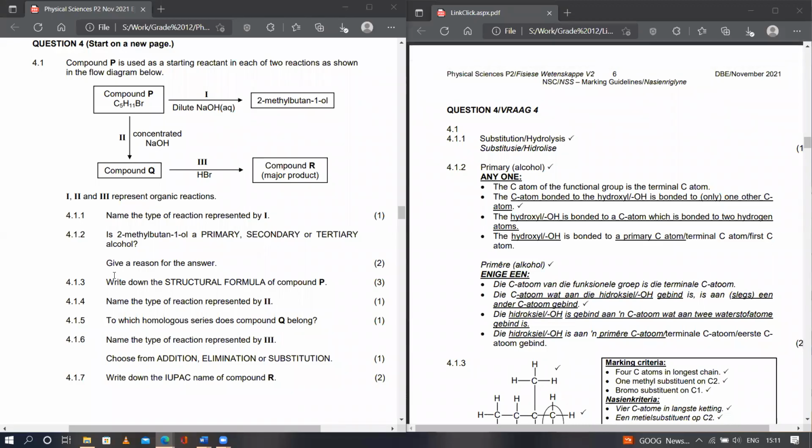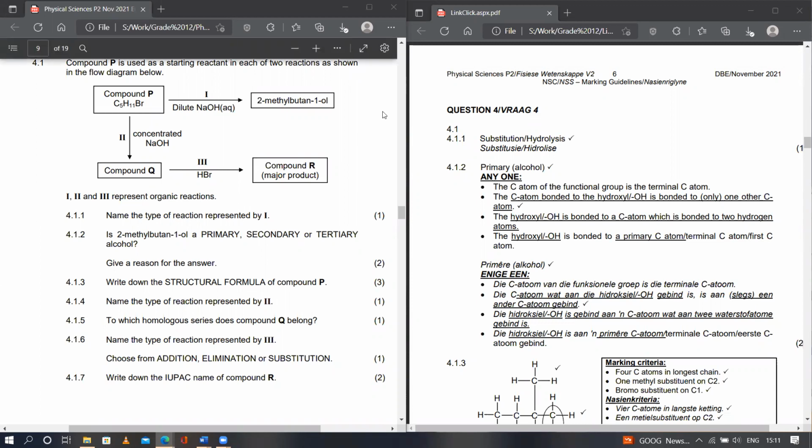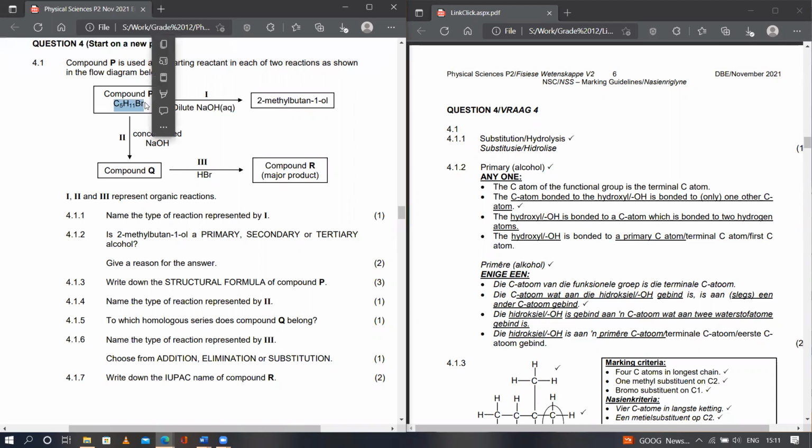So this compound, which is P, firstly you're gonna have to look at the chemical equation, and you can see that the formula for the compound indicates that it's a haloalkane. So you have compound P, which is a haloalkane.